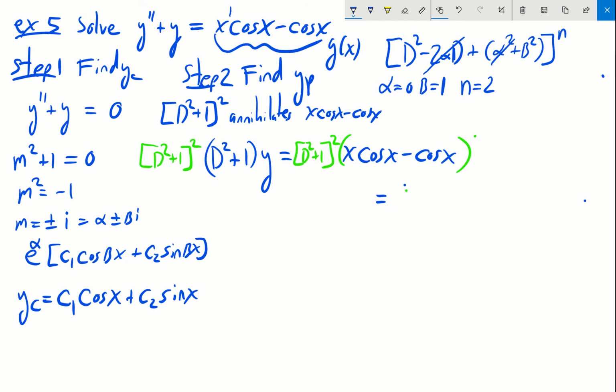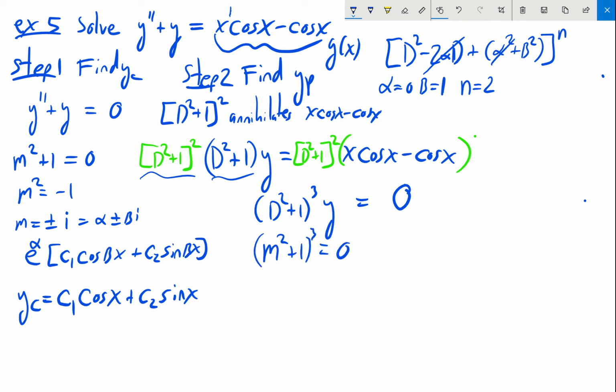On the right hand side, we know that that's going to be equal to 0. So we get a homogeneous differential equation. And it just so turns out that these two are the same factor. So we end up with D squared plus 1 cubed applied to y equals 0. We can now solve this homogeneous differential equation by considering the auxiliary equation m squared plus 1 cubed equals 0. That is m squared plus 1 times m squared plus 1 times m squared plus 1 equals 0.